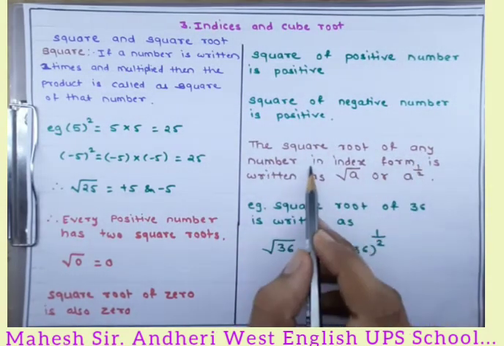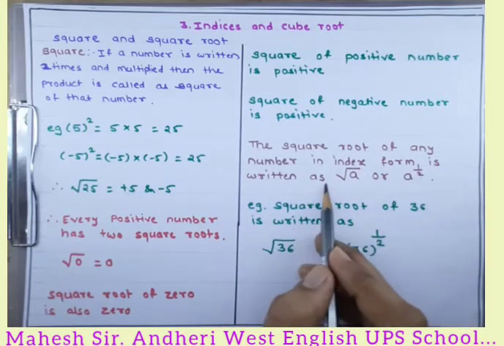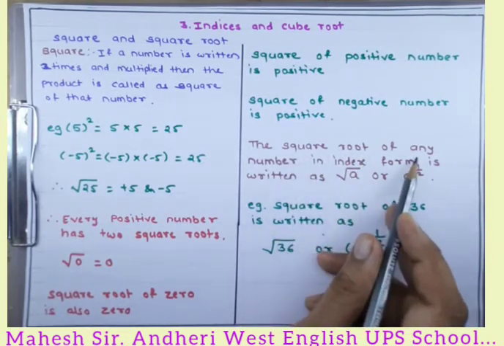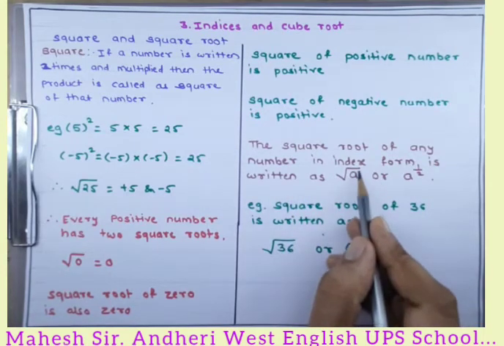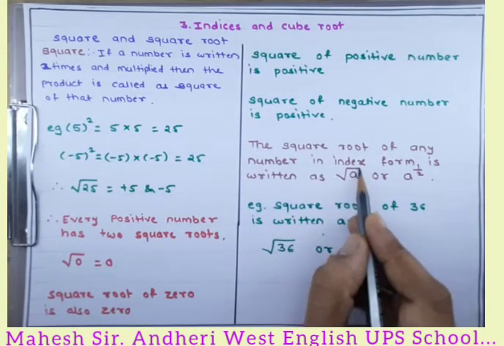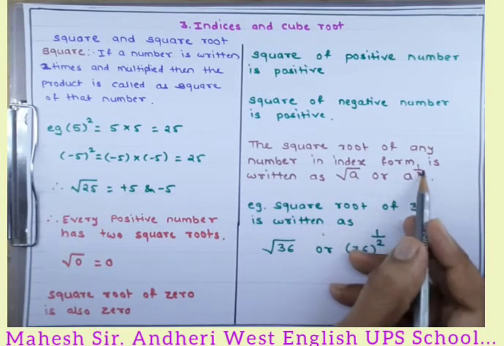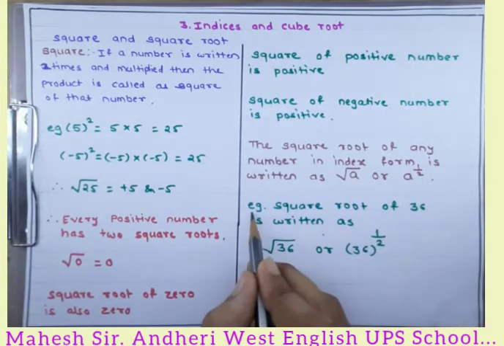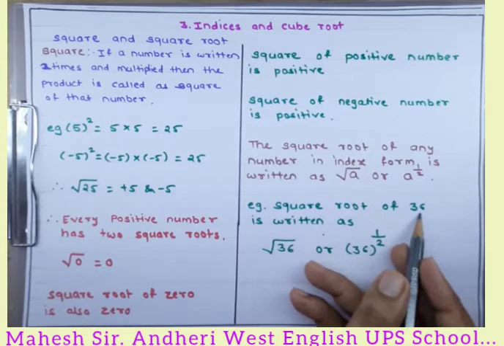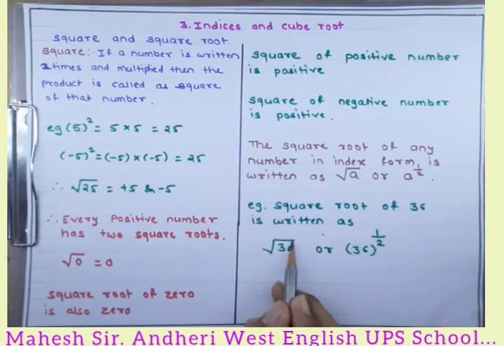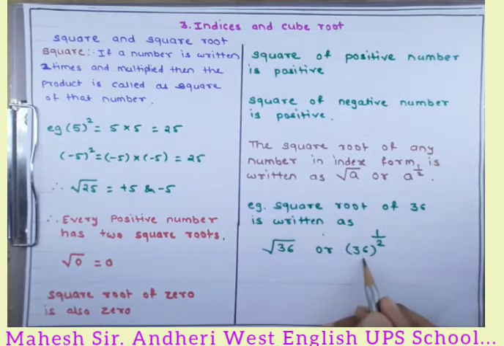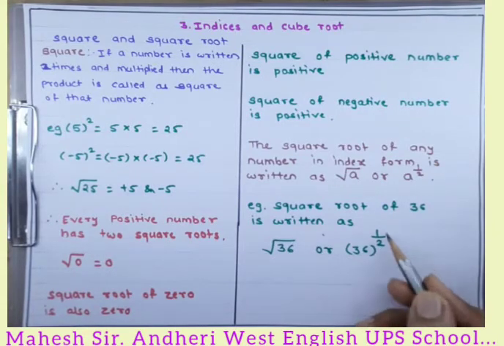The square root of any number in index form is written as, if you have to write the square root of any number, let's say a, I will write this sign of square root, square root of a, or in the index form I will write a raised to 1 upon 2. Example, square root of 36. How can we write square root of 36? Either we can write the sign of root, so this is square root of 36, or in the index form we can write 36 raised to 1 upon 2. I hope you have understood this.